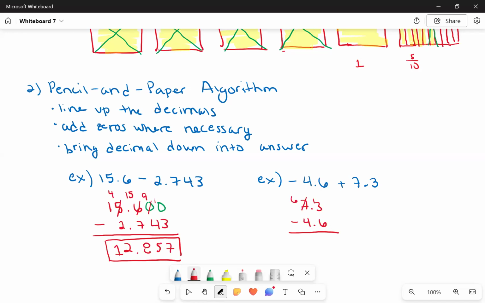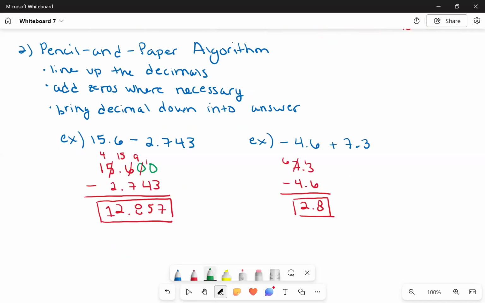13 minus 6 is 8. 6 minus 4 is 2. And then the answer is positive because the bigger number is positive. This would be the exact same approach if they had switched it. In other words, if it had been negative 7.3 plus 4.6, I still would have done the work just like I did above. I would just throw a negative on in the answer because the bigger number is negative. So I'd still show the exact same work. Okay, that's how we would approach that.